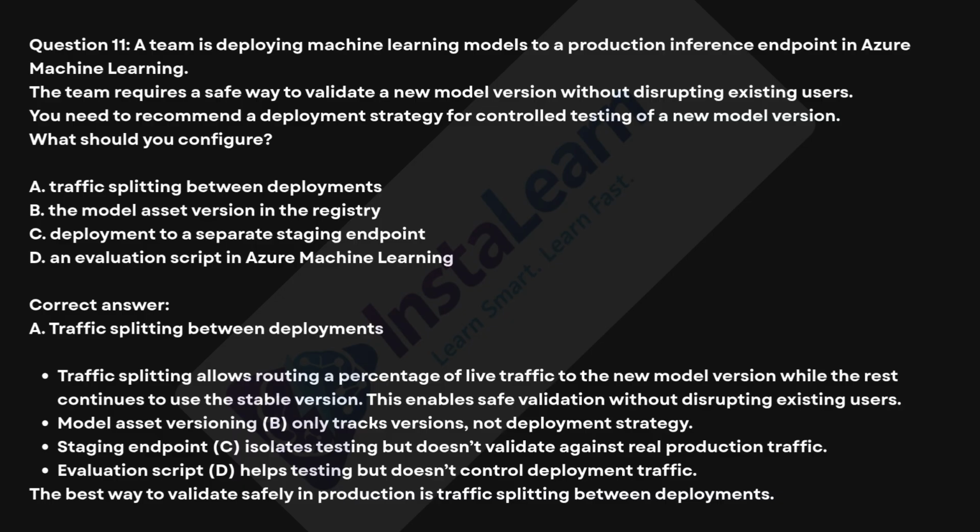Correct answer is A. Traffic splitting between deployments. Here's why. Traffic splitting allows routing a percentage of live traffic to the new model version while the rest continues to use the stable version. This enables safe validation without disrupting existing users. B. Model asset versioning only tracks versions, not deployment strategy. C. Staging endpoint isolates testing but doesn't validate against real production traffic. D. Evaluation script helps testing but doesn't control deployment traffic. The best way to validate safely in production is traffic splitting between deployments.